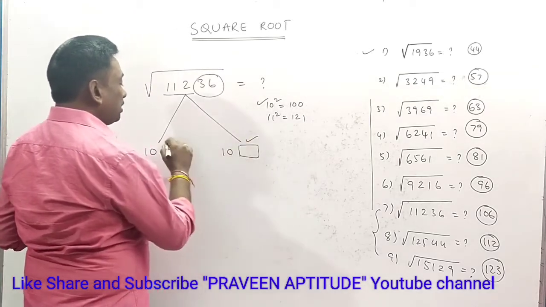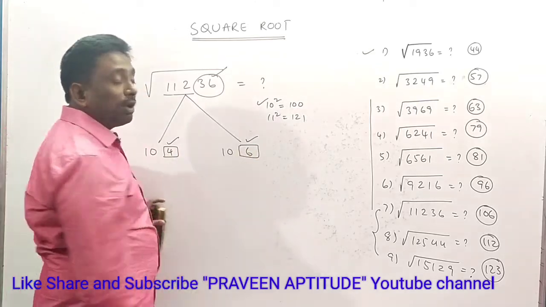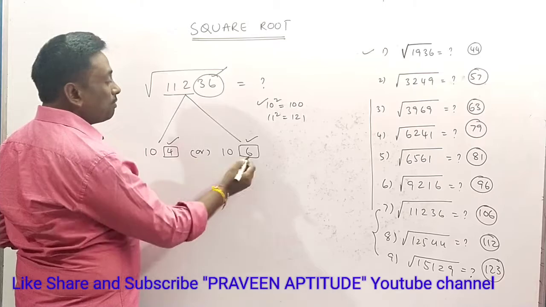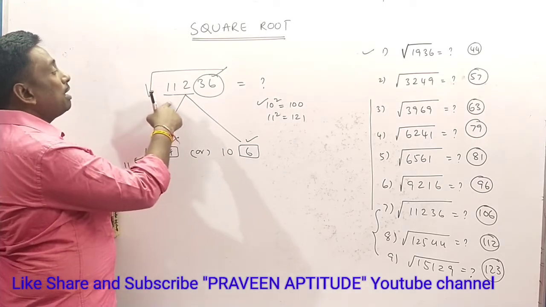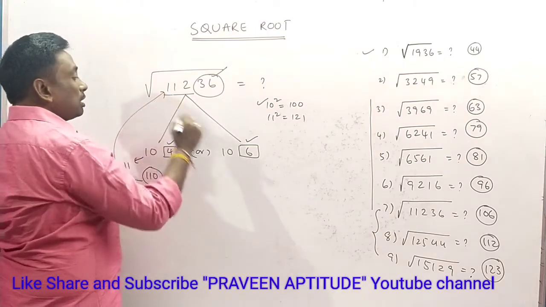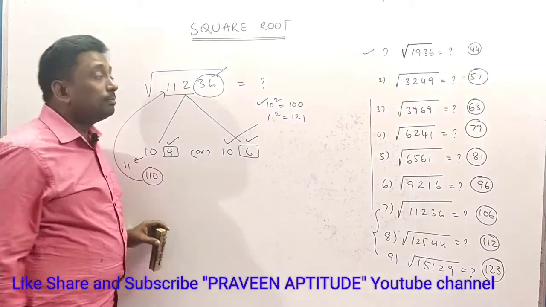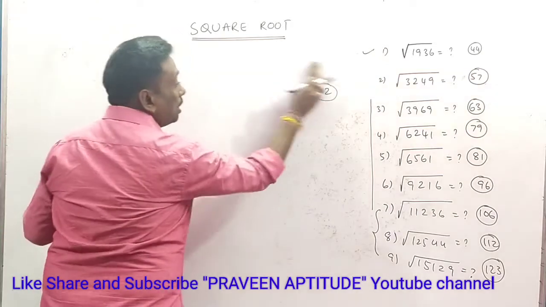Now we have to find this digit. Here 6 is there. We get 6 in case of either 4 or 6. How do you find 4 or 6? 104 or 106: multiply with the next digit. 10 11s are 110. Here 110. This is 112. It is more. That's why the square root of this one must be 106. Your answer is 106.